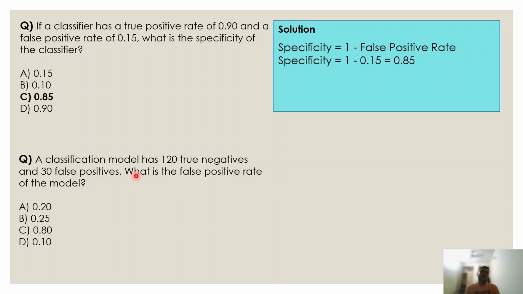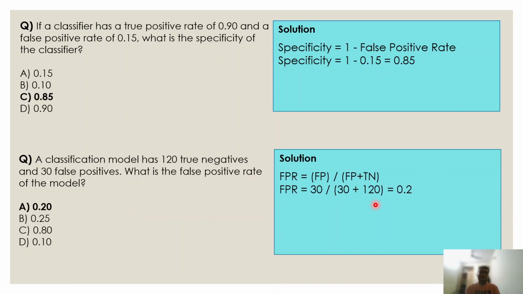Next question: the classification model has 122 positive, 2 negative, and 30 false positive. What is the false positive rate of the model? The correct answer is A, because the false positive rate is FP divided by FP plus TN, and here we put the values 30 divided by 30 plus 2. 0.2 is the correct answer.